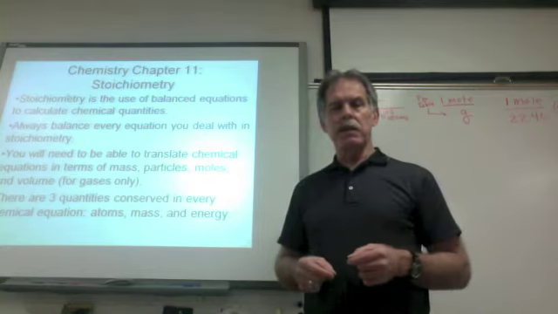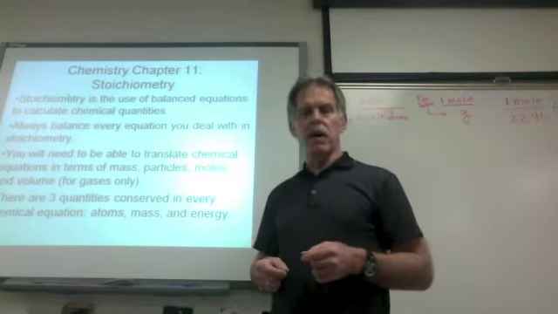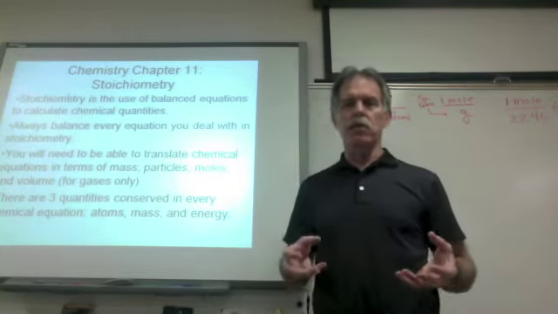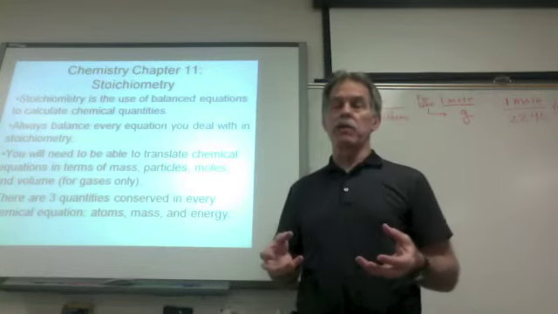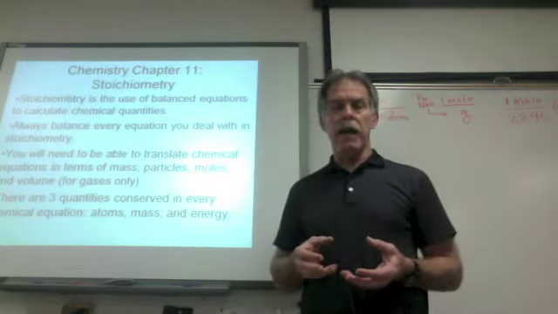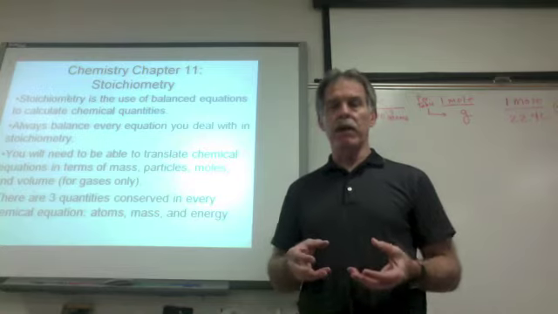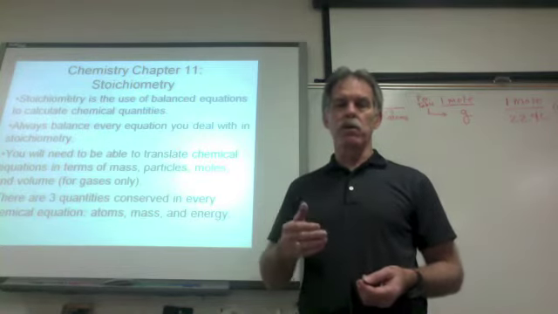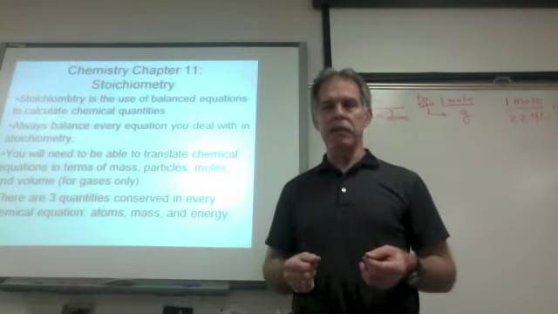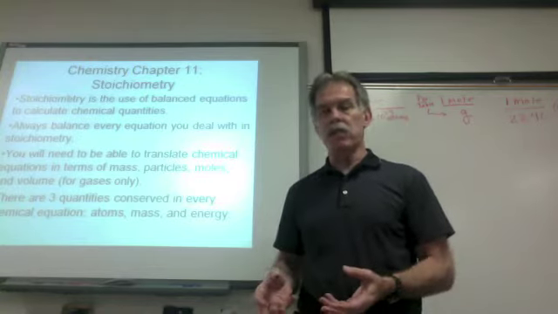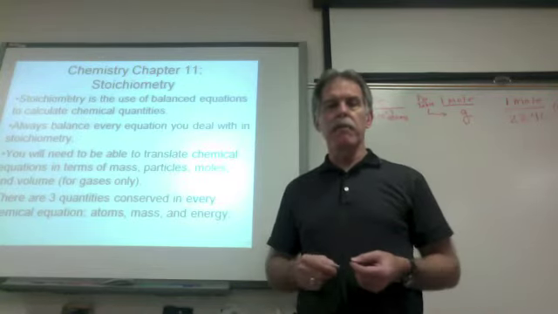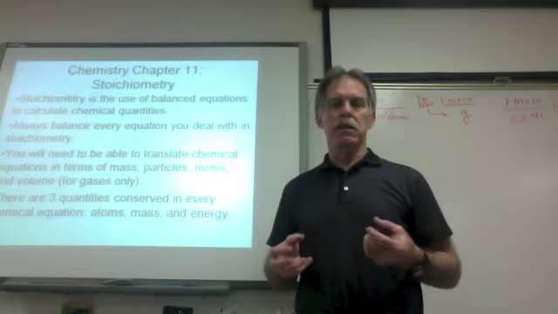Stoichiometry is the calculation of chemical quantities using balanced equations. And a couple of things important there. One is that we're saying balanced equations. Every equation you use in this chapter has to be balanced. Now, you may get some that are balanced already. Great. Check it. You're done. But if it's not balanced, then balance it.